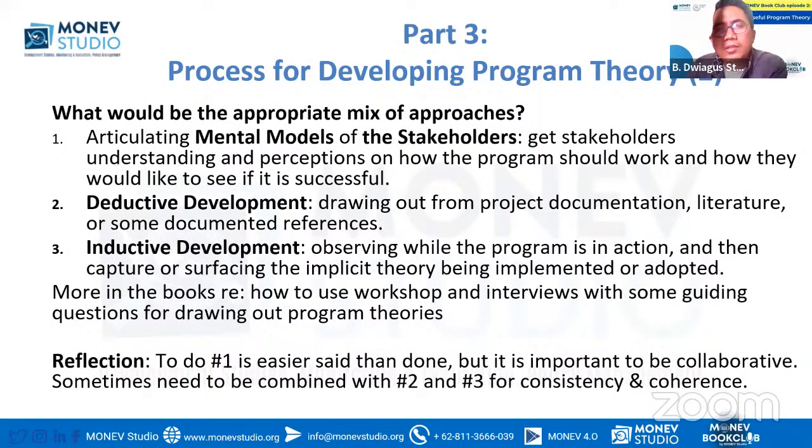There are several mixed approaches proposed in the book. I guess the three approaches are very important. The first one is to try to articulate the mental model of the stakeholders, meaning that we need to get stakeholders' understanding and perception of how the program should work and how they would like to see it be successful. The second is a process we call deductive development, where you draw from the project documentation, or maybe some literature and documented references, and put it on the table as a hypothesis of the program.